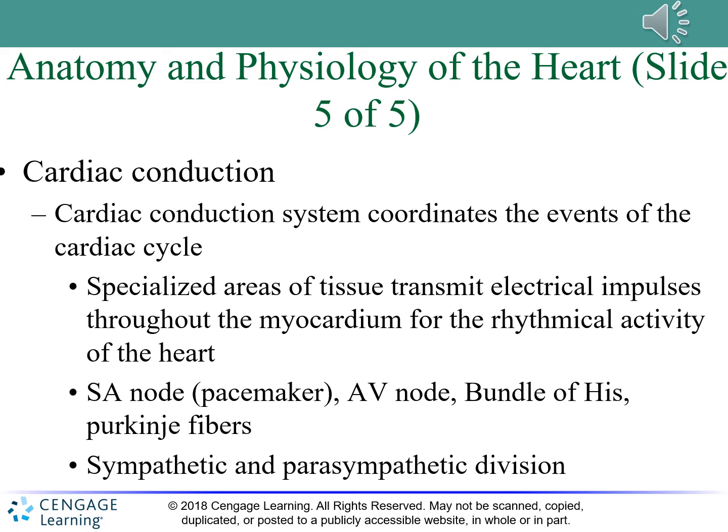And then you have your bundle of His, which is the AV bundle, your Purkinje fibers, and then you have your parasympathetic division, which is responsible for slowing the heart rate. Okay, hopefully you were able to find all of those bullets I just read. They're on this slide as well. And then at the bottom, adult normal resting heart rate averages 72 beats per minute. The parasympathetic division is in control through the secretion of acetylcholine, which decreases SA and AV nodal activity.